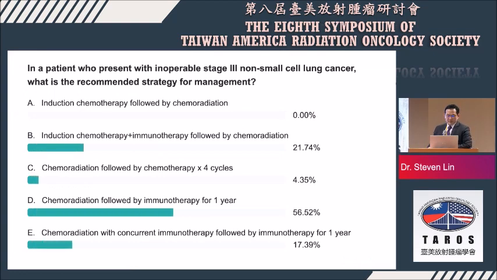Very good. All right. So a majority of the audience answered D, and that is the right answer here. Some of you chose induction chemotherapy and immunotherapy followed by chemoradiation. I think it's increasingly used, I will say, especially nowadays where a lot of our medical oncologists would like to consider whether surgery can be done after chemoimmunotherapy. So that's not a wrong answer, B.